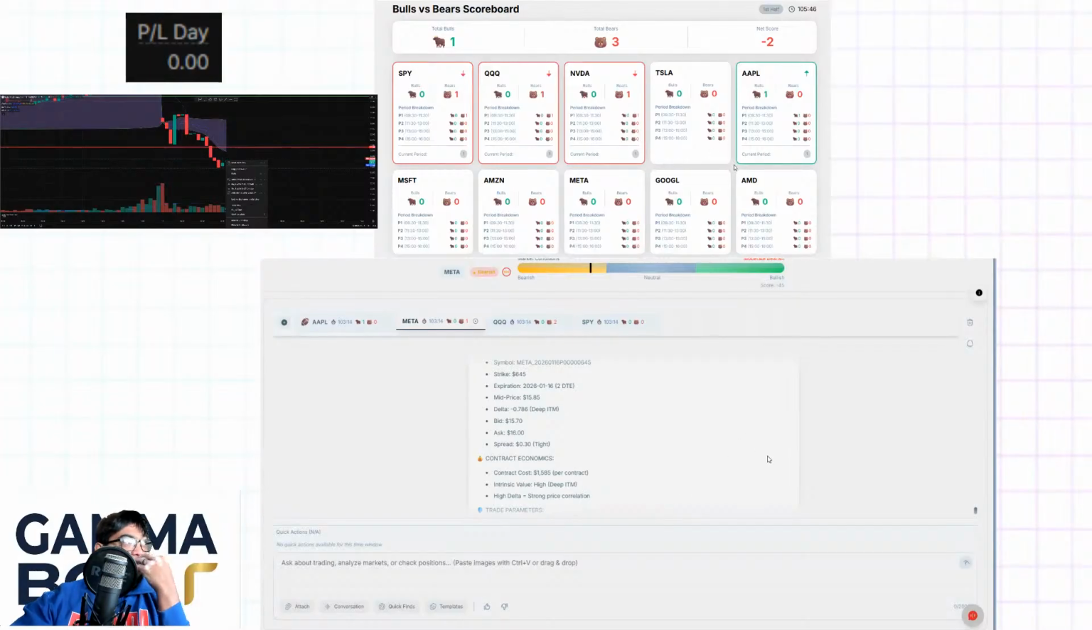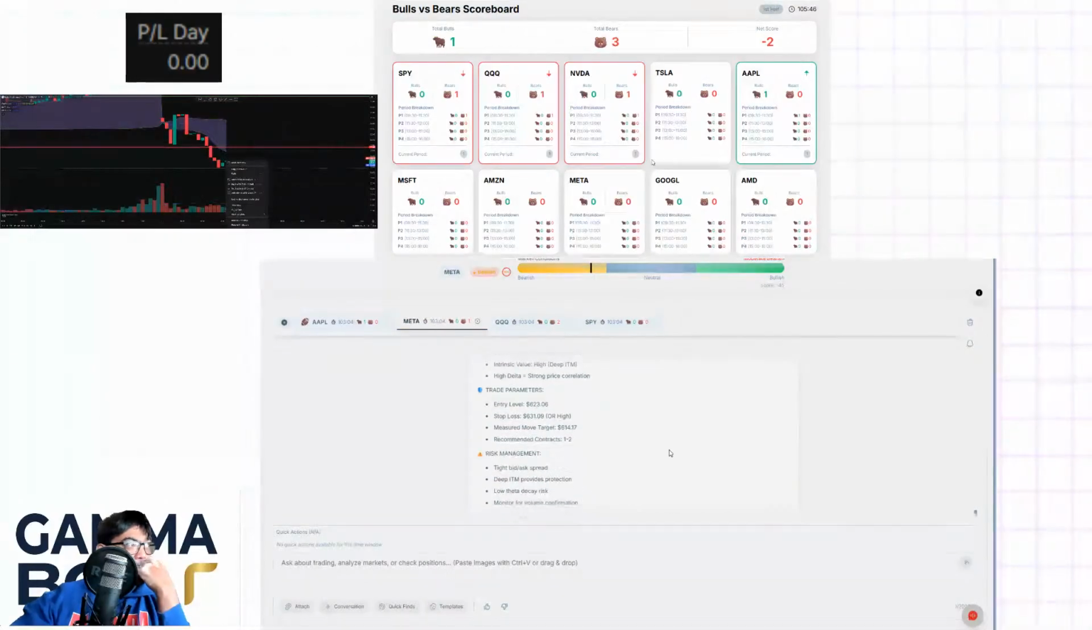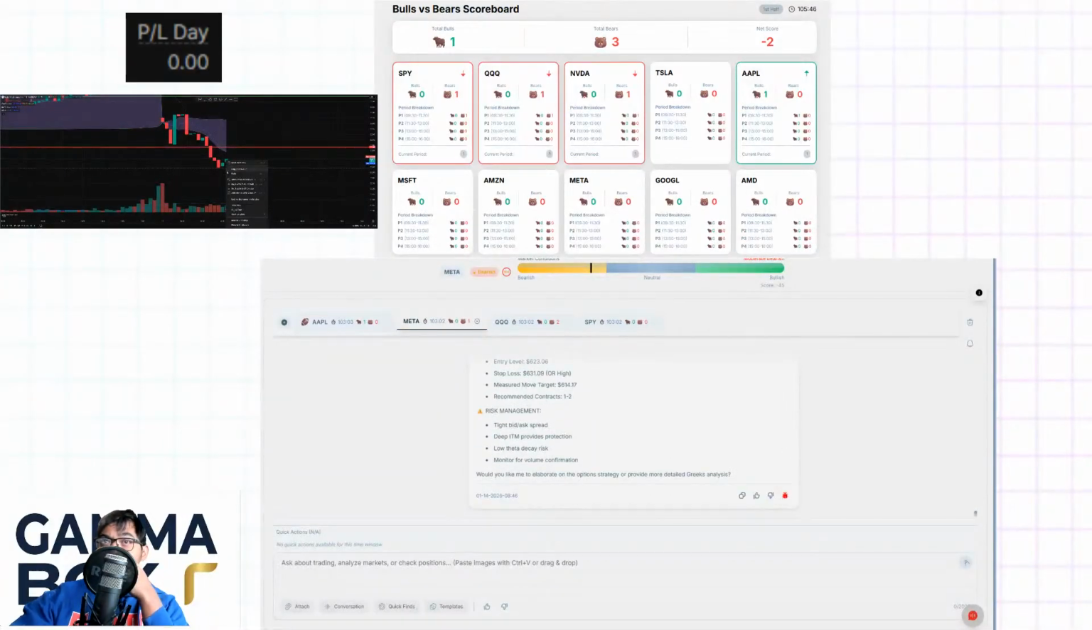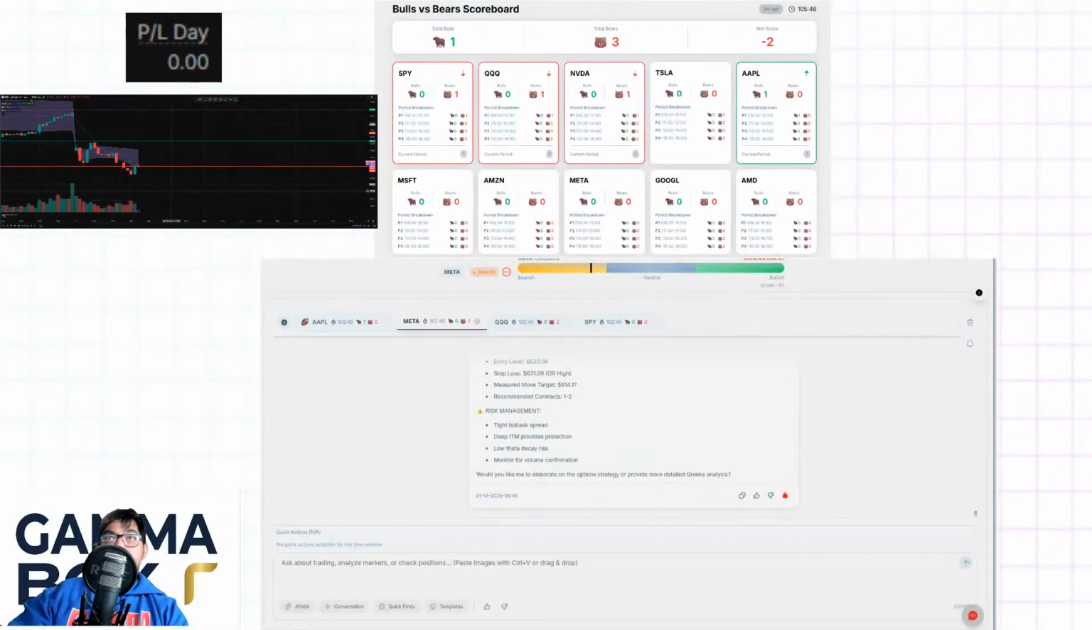Mid price asking, $6.45. So what I would do if that does move in that direction, I'll come back to that, but I will pre-position.